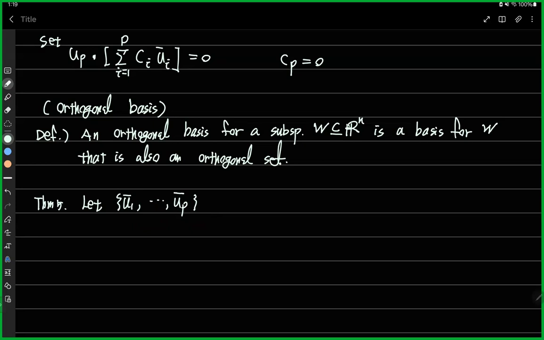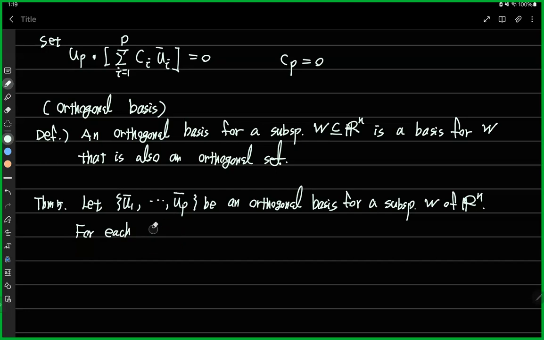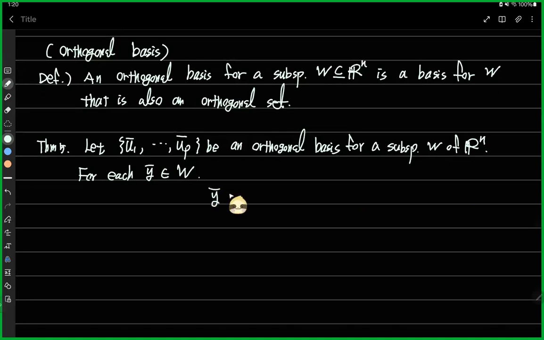That can span a subspace W. Let u1 through up be an orthogonal basis for a subspace W of Rn. Then for each vector y in W, the weights in the linear combination, let's think about this, y is equal to c1... Think about this, y is in the subspace W.